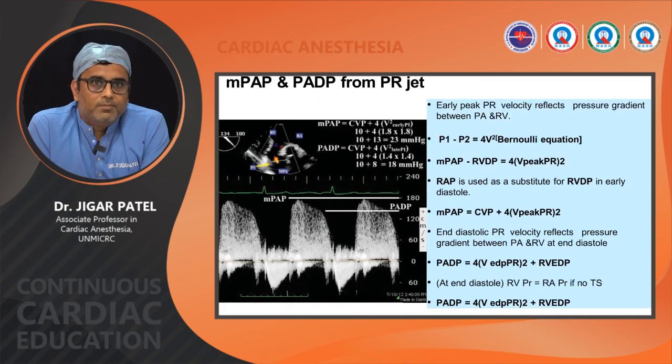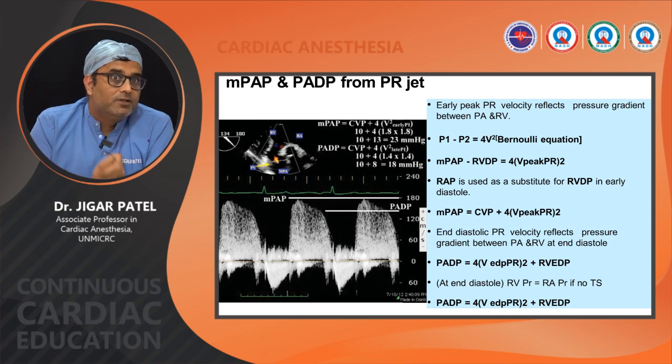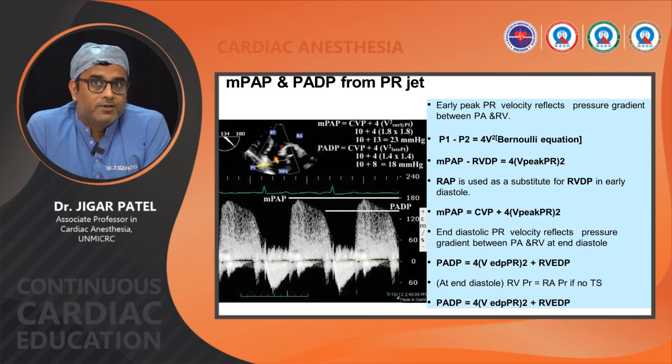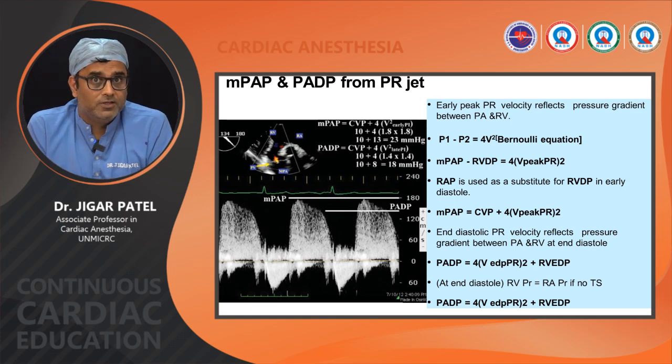Similarly, you can measure mean pulmonary artery pressure and pulmonary artery diastolic pressure from the pulmonary regurgitation jet. You can measure pulmonary regurgitation in the upper esophageal pulmonary artery view or RV inflow outflow view. As you see in the image, the early peak PR diastolic velocity is the peak pressure gradient between PA and RV in diastole. So it is a measurement of mean pulmonary artery pressure. High pressure chamber PA and low pressure chamber RV. So mean pulmonary artery pressure minus RV diastolic pressure is equal to 4 times the peak velocity.